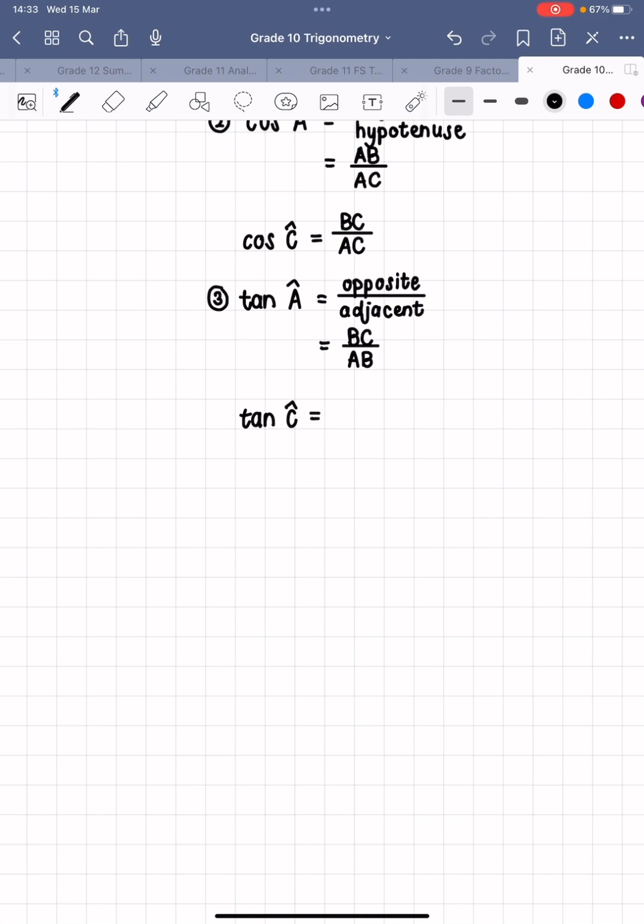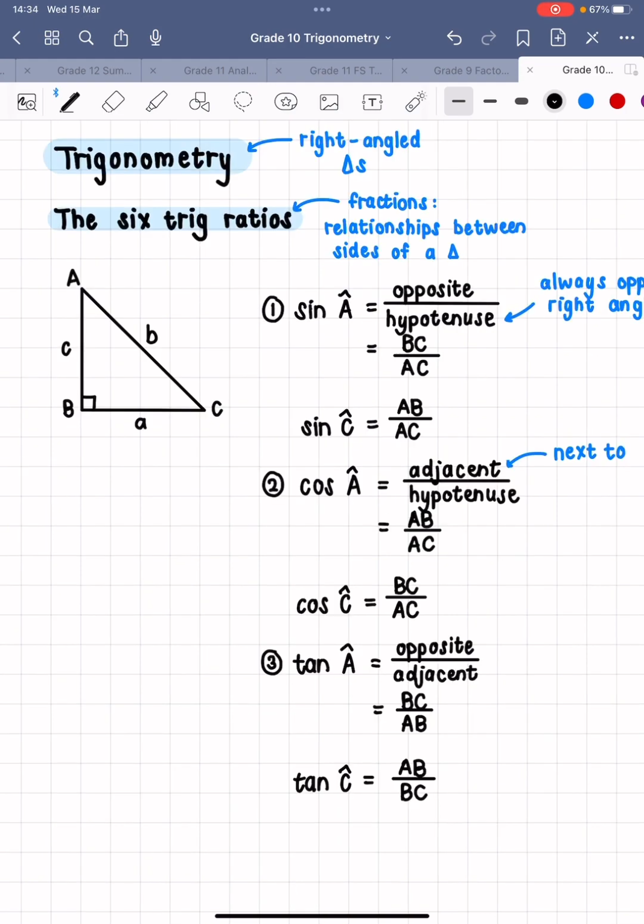So you're going to look at angle C and you're going to identify the opposite side to that angle and then also the adjacent side. Right, guys, let's quickly look at C here. I'm looking at this angle. Opposite is that one, AB, and adjacent is this one, BC. Okay, so that is tan C.